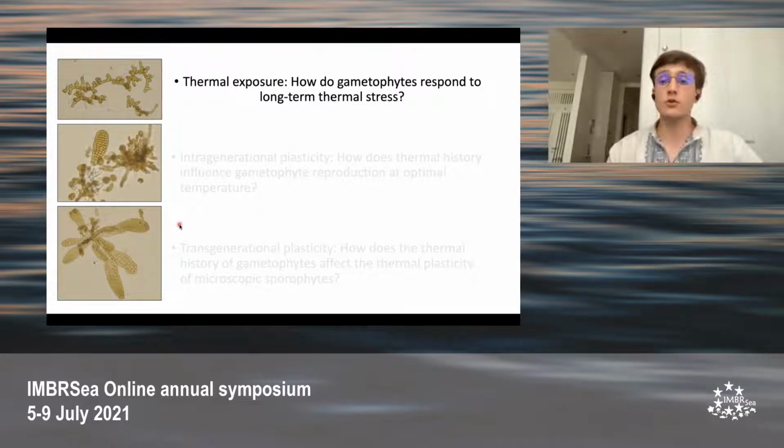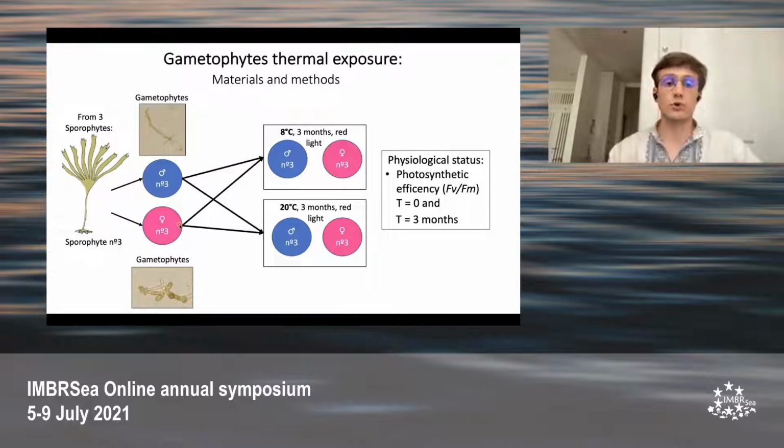So for the first experiment, we looked at how gametophytes respond to a long-term thermal stress. And for this, from 3 individual sporophytes, we collected both a male and a female. So in total, we had 6 strains of gametophytes, and they were exposed for 3 months to 8 and 20 degrees, which are the boundary temperatures of the natural distribution, and put in red light so as to inhibit reproduction.